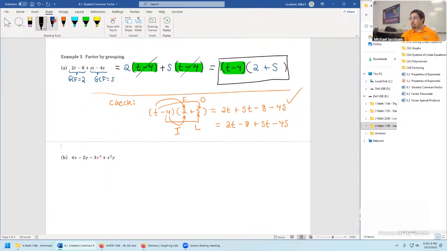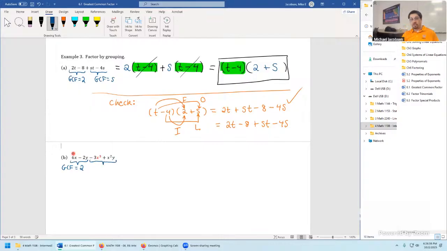So here's the method once again in factoring by grouping. In the first two terms, find the greatest common factor. The biggest thing that divides both of these, it can't be x because it doesn't appear in this term. It can't be y because y does not appear in this term. Looks like it's just going to be a 2 again on this one.